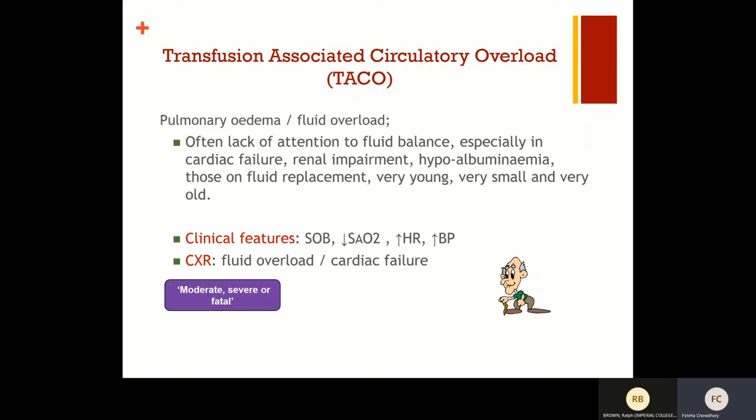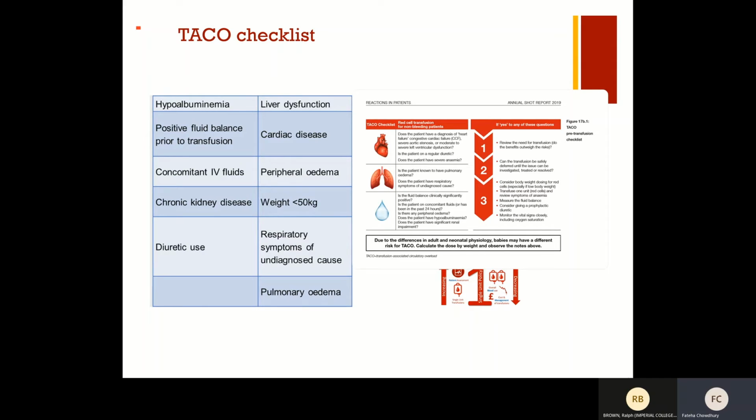So this slide just tells you that TACO is essentially pulmonary edema, and the patient will present with shortness of breath, drop in saturations, rising heart rate, rising blood pressure, and the chest X-ray will look like fluid overload. And really, we've got to make sure that we are doing an assessment on all of our patients before we start a transfusion, particularly the sickle population who may have kidney disease, who may have liver problems, who may have cardiac disease, who may already be on IV fluids for other things, who may be low in weight.